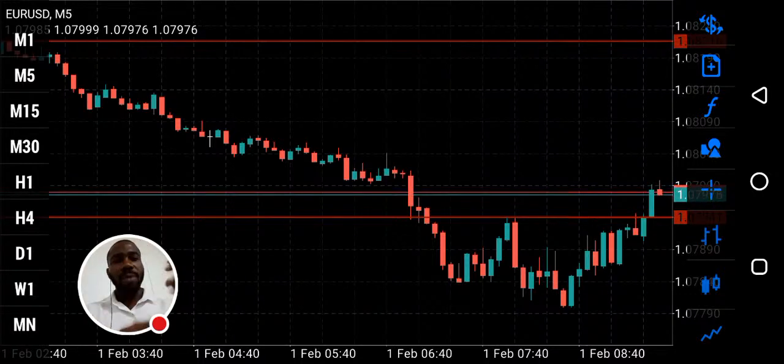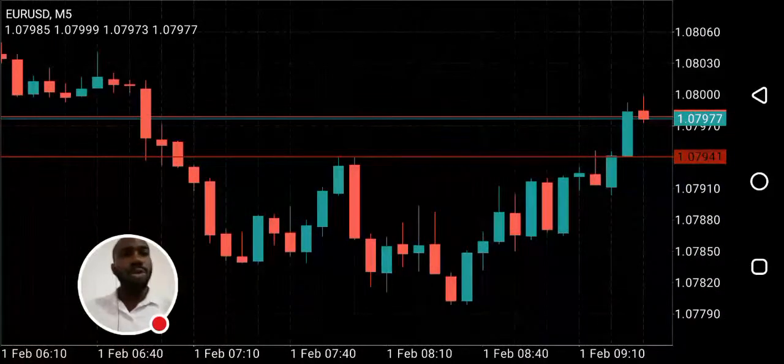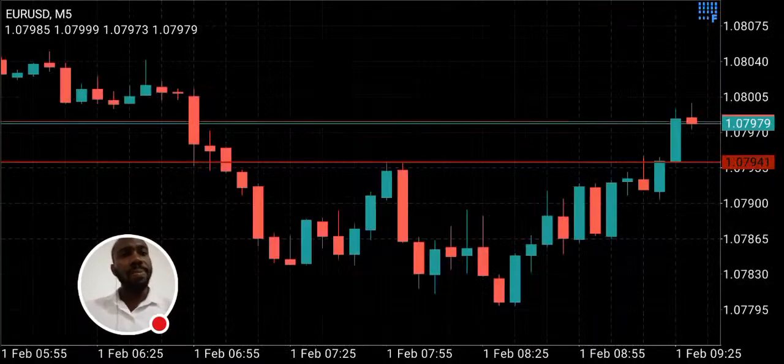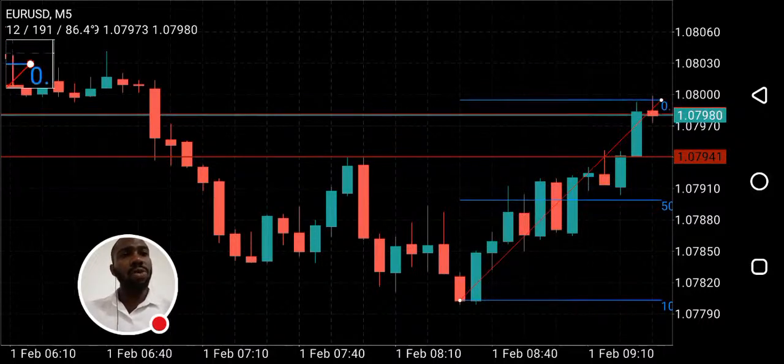Now, after a shift in market structure, price is expected to pull back to a discount level. So all we have to do here is pick our Fibonacci and take it from this swing low to this swing high. This is the current high.